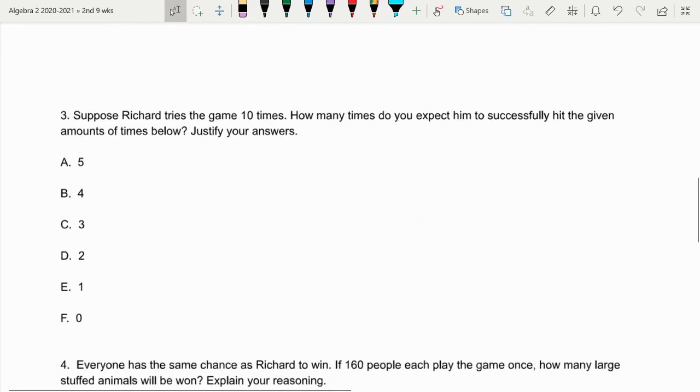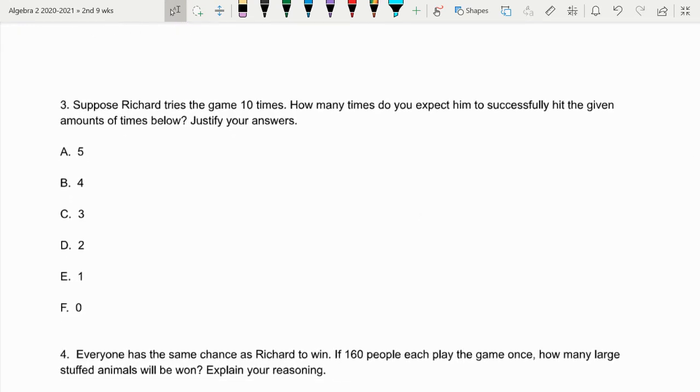Okay, suppose Richard tries the game 10 times. How many times do you expect him to successfully hit the given amounts below? Justify your answers.